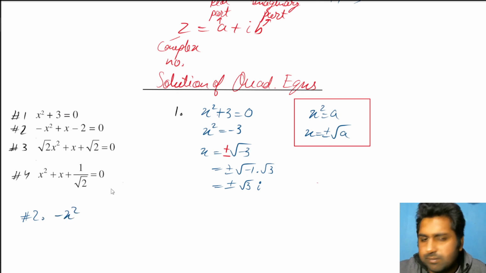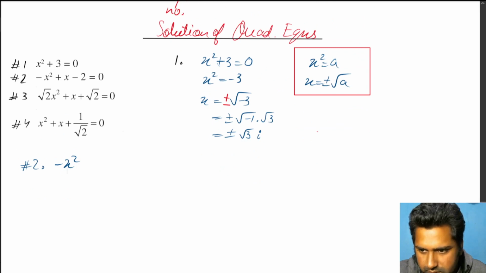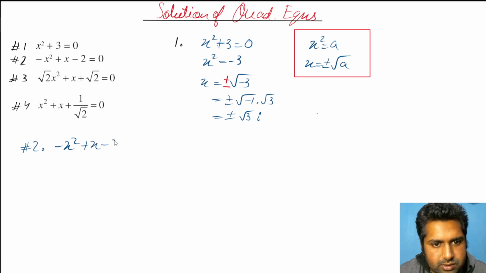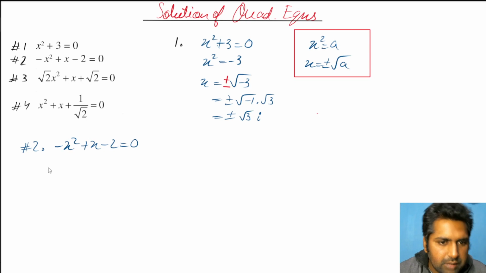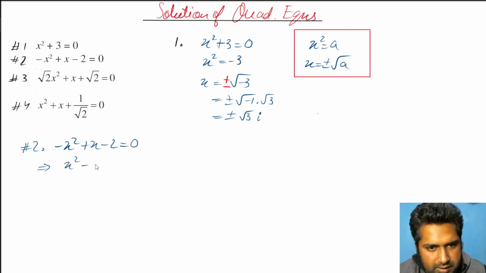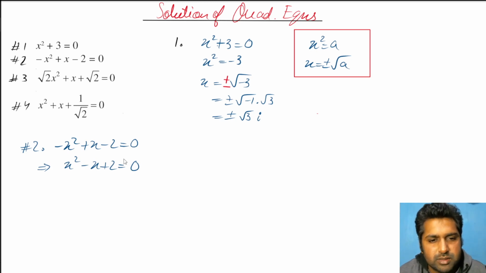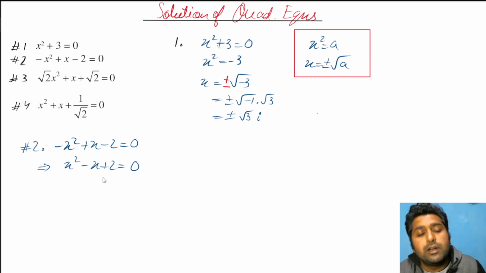Minus x square. Let's put down some space. Minus x square plus x minus 2 equal to 0. First of all, I never like the coefficient of x square being negative. So I'll multiply this whole equation with minus 1. So x square minus x plus 2. Change the sign of each and every term. Doesn't make the difference here. I've multiplied both sides with minus 1 basically. Now it's looking better.